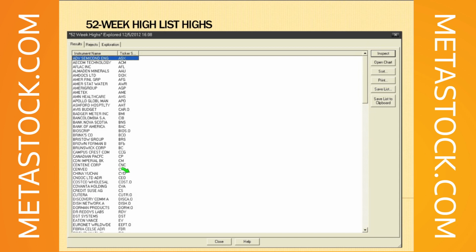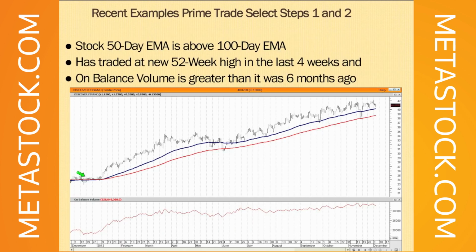This is just a sample of the new 52-week high list, and of course the number of stocks on this list is going to vary every day depending on the market conditions, but usually the stocks on this list are really worth looking at, and they represent your best profit opportunities out of all the stocks out there.